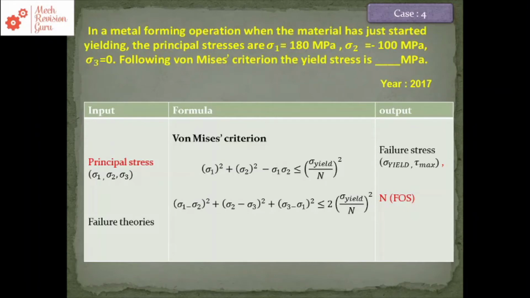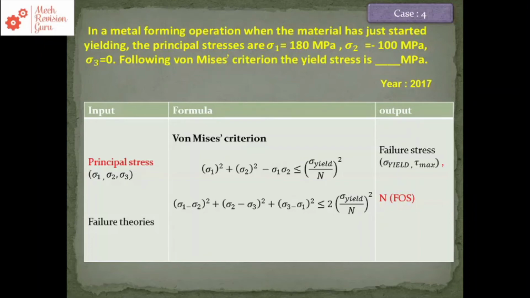In case 4, in a metal forming operation, when the material has just started yielding, the principal stresses are sigma 1, sigma 2 and sigma 3. All 3 sigmas are given here. Following the von Mises criterion, the yield stress is dash megapascal. The very important thing is, so far what we have seen are Mohr's circle related problems, but in this case principal stresses are given as an input, and they also gave a failure theory.